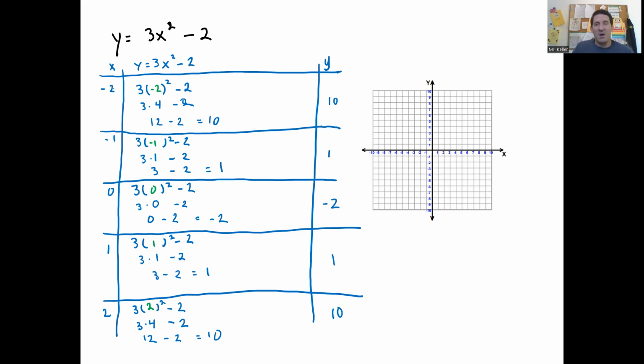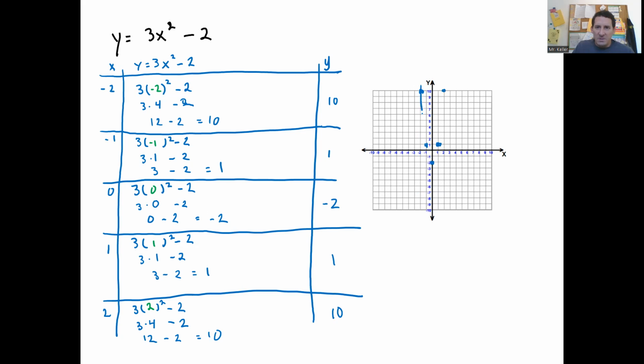And then you can see our points. It's going to be -2, 10. So I'm going to go left 2, up 10, all the way at the top, barely fitting in here. -1, 1. So -1, 1, 0, -2. So this is going to be a tall and skinny graph. So 1, 1. And then 2, 10 up here.